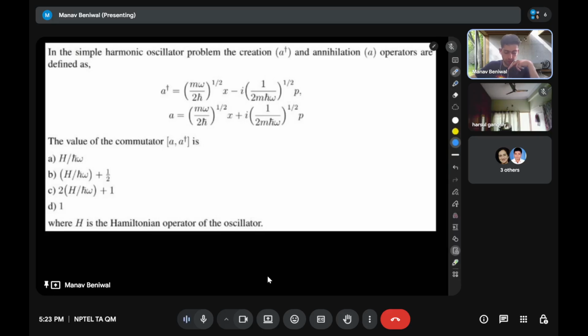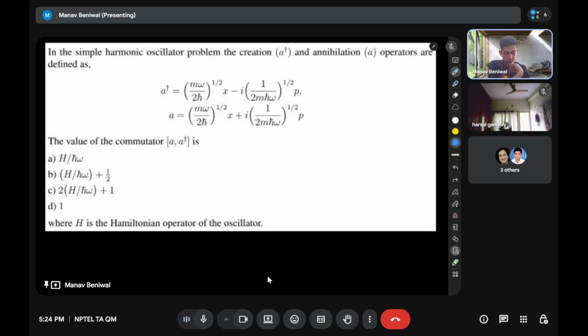Okay, so we have already talked about these operators, and this is how they are defined. I already mentioned briefly what their role is. This is called the creation or raising operator, a dagger, and the second one is called the annihilation or lowering operator, a. Notice that here they have been defined in terms of x, which is your position, and p, which is your momentum.